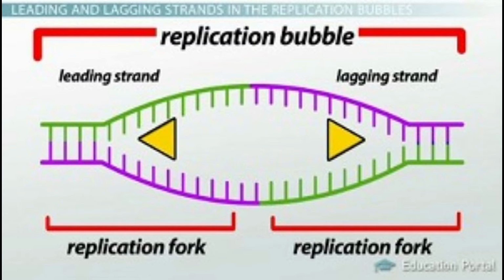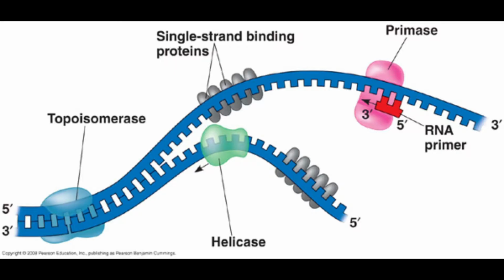The origins of replication are the places on the DNA that replication begins, and they are where the replication bubbles form. At the ends of the replication bubble are the replication forks, the places where the DNA is being unwound. At the replication forks, enzymes called helicases unwind the DNA, and the two parental strands of DNA are kept separated by single-strand binding proteins. The topoisomerase also works with a single-strand binding protein to help keep the bubble intact.